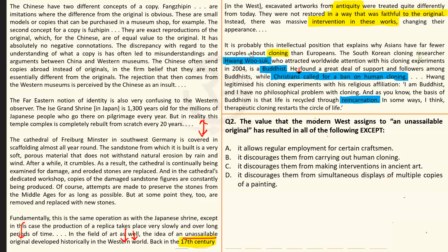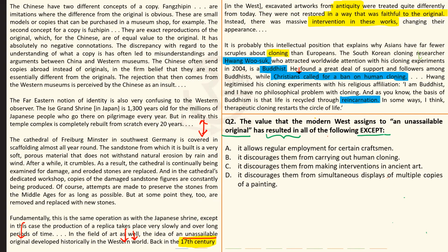All right, coming to the second question now. What does it say? What does it ask from us? It says the value that modern western countries give to an unassailable original. Okay, what is meant by that? That there is going to be only one single original piece. What results has this produced? So 3 options correctly give us the result of this thought process except one.